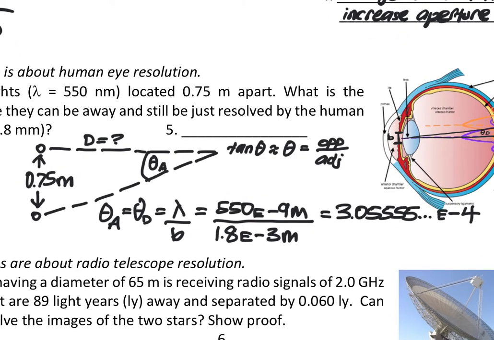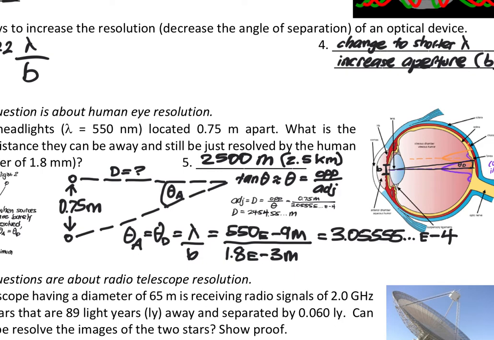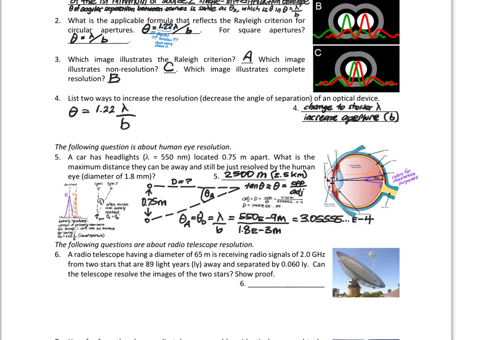Then for small angles, tangent of theta is roughly equal to theta. And so that angle that we just found is opposite over adjacent. The opposite is 0.75. We want to figure out what adjacent is. And so we wind up with 2,500 meters away. And that seems kind of reasonable. You can still see the headlights if it's 2.5 kilometers away. That's a couple miles away, and right at that distance, your eye can just barely split those two headlamps. Okay, let's keep going.